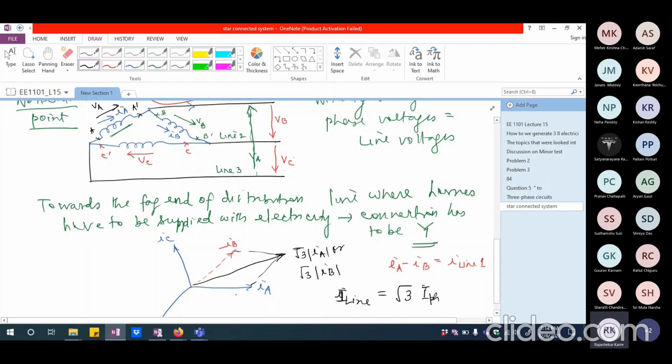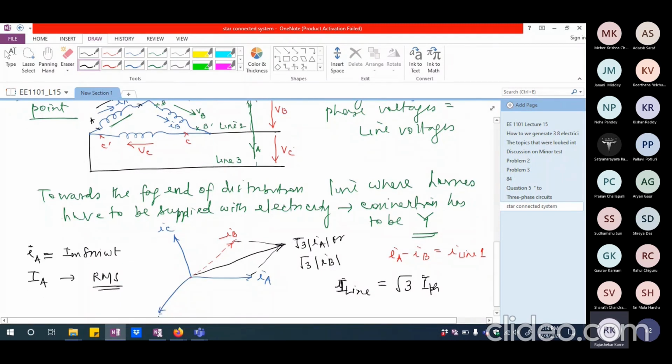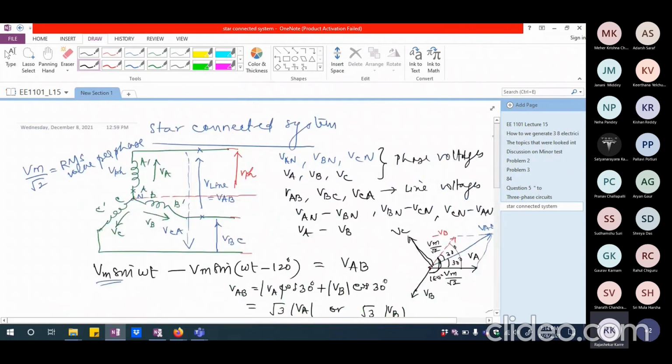RMS values normally we indicate in capital. Okay, instantaneous values, when I write IA equal to IM sine omega t, then we try to write that in small lowercase letter, small ia. If I write capital IA, generally this is talking about RMS value. Very often that is how it is indicated. So I line will be equal to root 3 times I phase in delta connection. But voltages are one and the same if I try to look at phase and line.